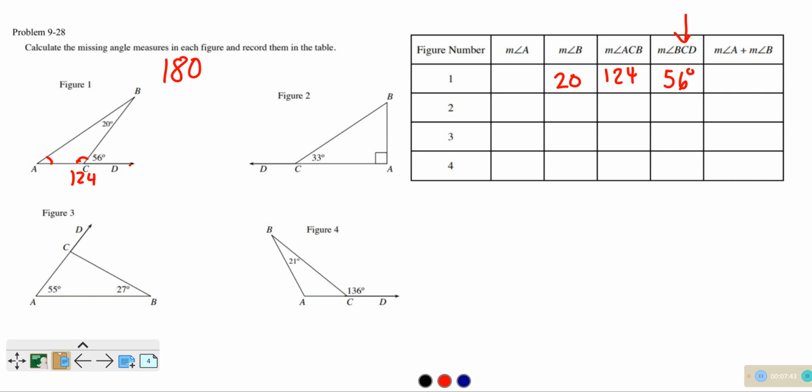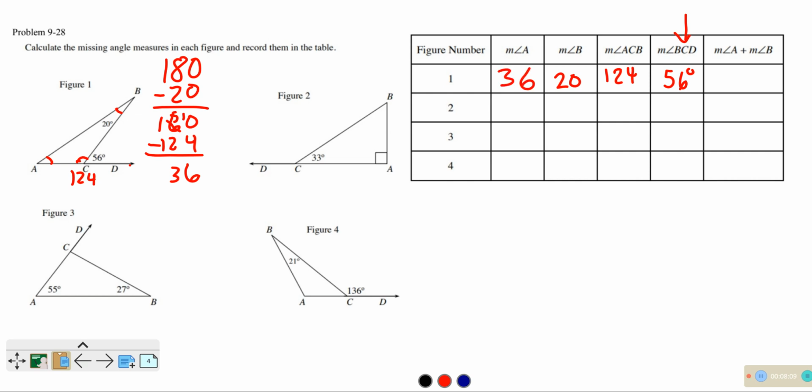So I need to subtract what I know. I'm going to take away the 20 degrees in angle B, that's 160, and I'm going to subtract 124 from angle ACB, and I am going to get 36. Angle A is 36 degrees.